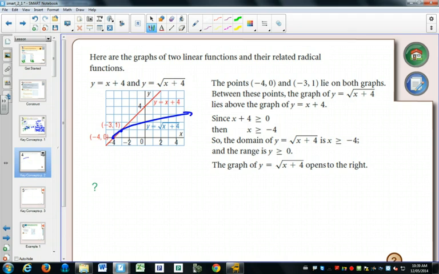I would probably label one more point because I know my y value here is 4. The square root of 4 is 2. So I would label this point 0, 2. But you're always going to have to label the points where it's equal to 0 and equal to 1.